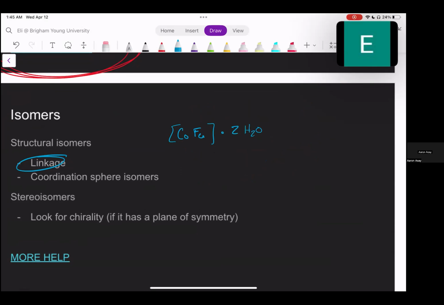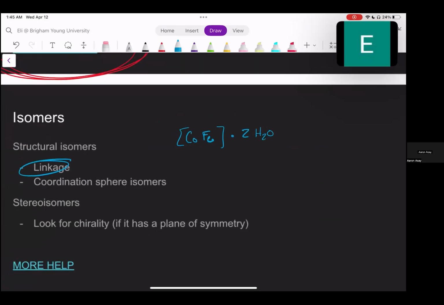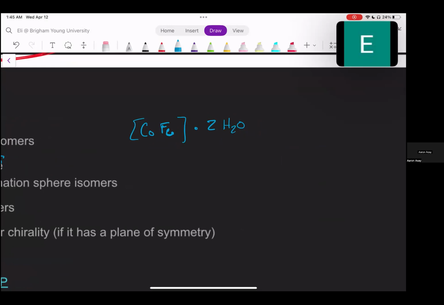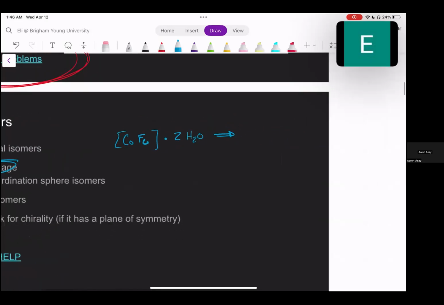So coordination sphere isomers are where you have the same molecules that are involved, same number of atoms, same number of molecules that are involved in the coordination sphere, but what's actually connected to the metal is different, right? So a couple of options for our different coordination sphere isomers is we could have cobalt connected to the 6 fluorines, just like this.